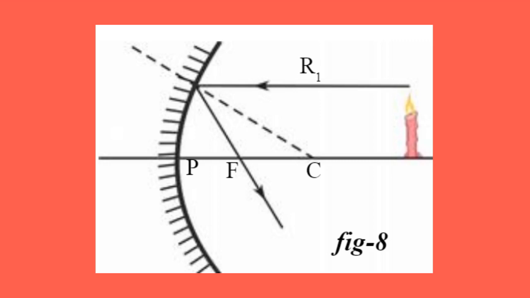Dear children, you draw this diagram in your notebook. Once again, observe it. The ray R1, which comes from the candle, after being incident on the concave mirror, is reflected and passes through the focus.